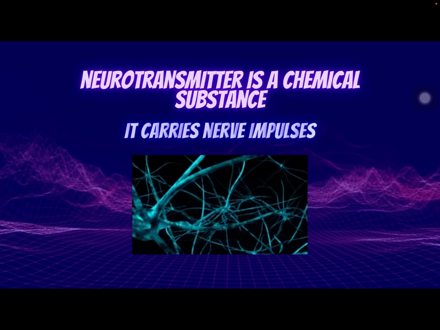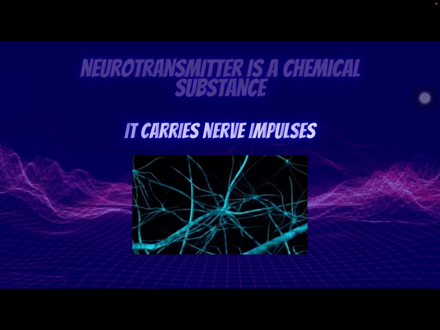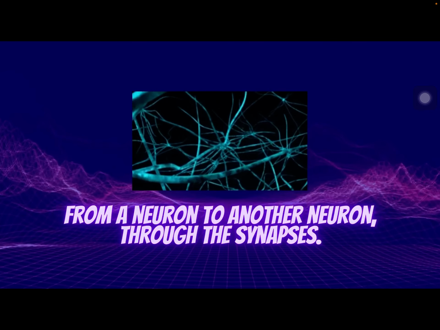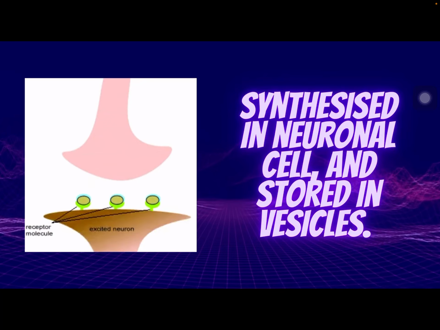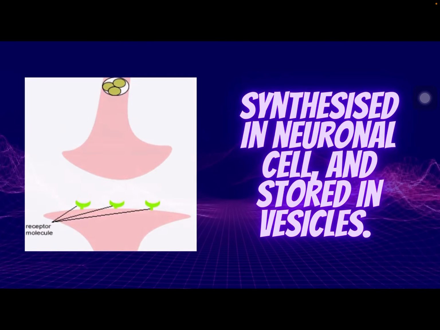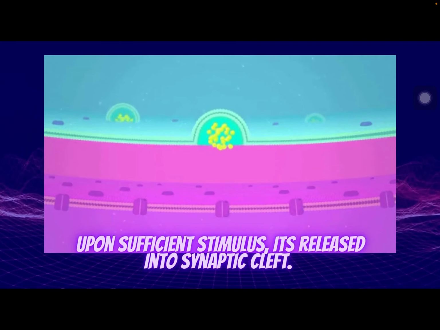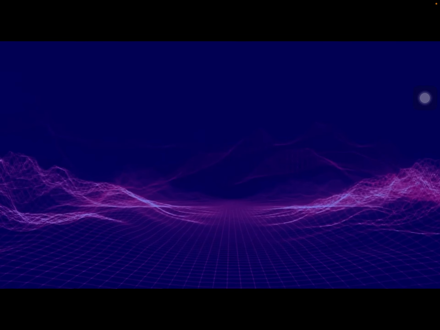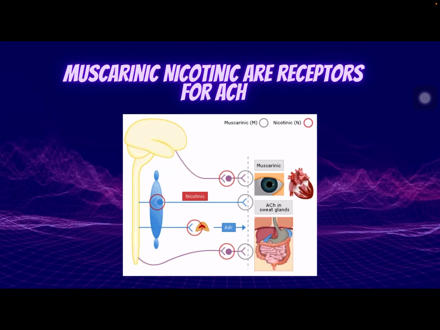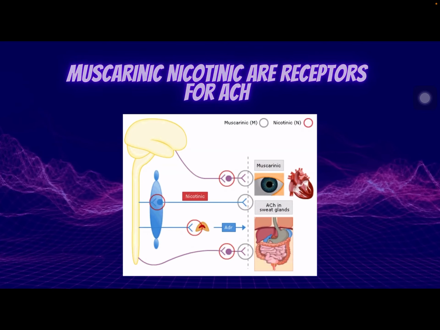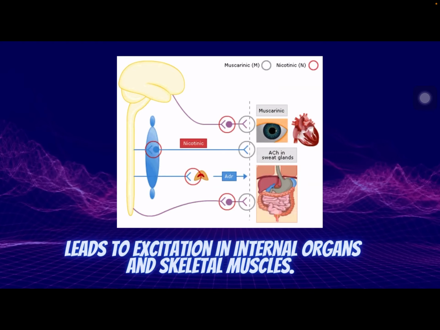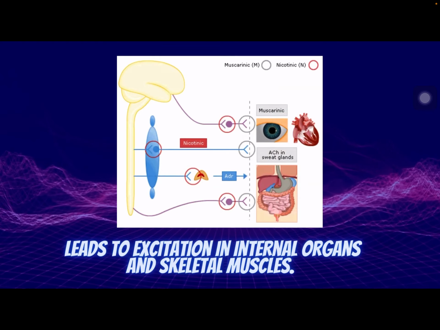Neurotransmitter is a chemical substance that carries nerve impulses from a neuron to another neuron through the synapses. Synthesized in a neuronal cell and stored in vesicles. Upon sufficient stimulus, it's released into synaptic cleft. Muscarinic, nicotinic are receptors for acetylcholine. Leads to excitation in internal organs and skeletal muscles.